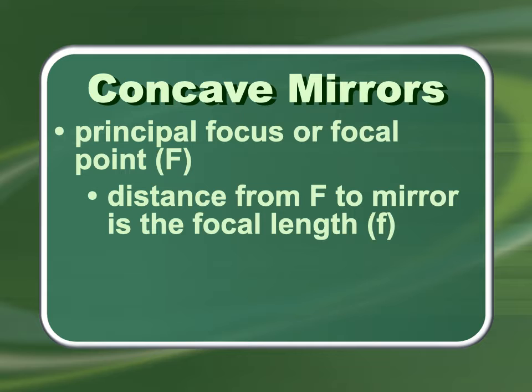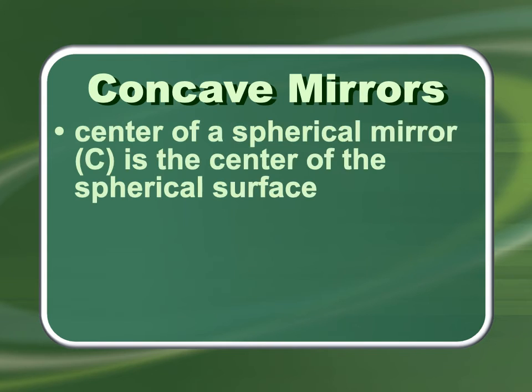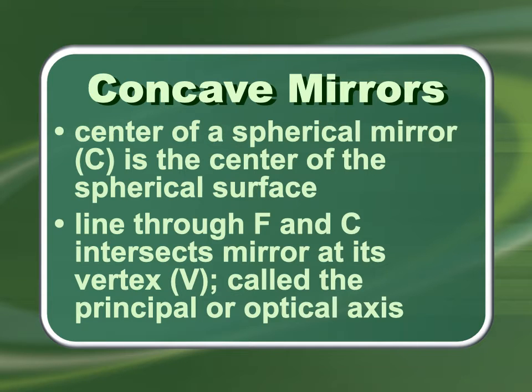The focus of the mirror is highly important for everything we're going to talk about. The radius of the mirror is important for spherical concave mirrors, which is what we're going to be looking at. So for a spherical concave mirror, we're caring about the radius of the mirror as well. So if you imagine the mirror as a concave mirror, but if you continue to make a complete circle out of it, you would get a circle of radius r, okay? And the center of the spherical mirror is the center of the spherical surface. Therefore, the line through F, the focus, and C, the center, intersects the mirror at its vertex, called the principal or optical axis.